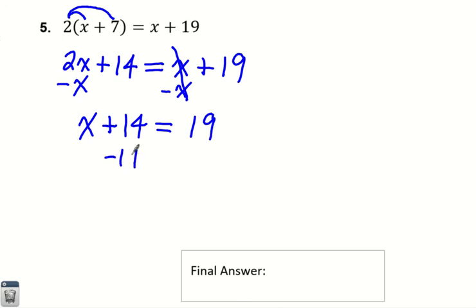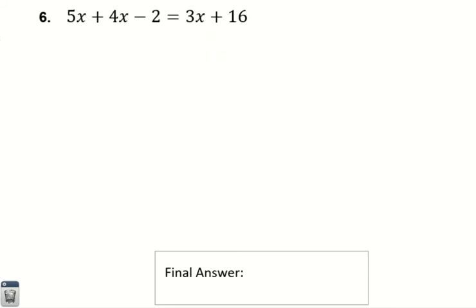And now, of course, we want to get x alone. Remember, the end goal is to get x all alone so that we can have our final answer. And then, at the end of the day, the right side is 5. 19 minus 14 is 5.